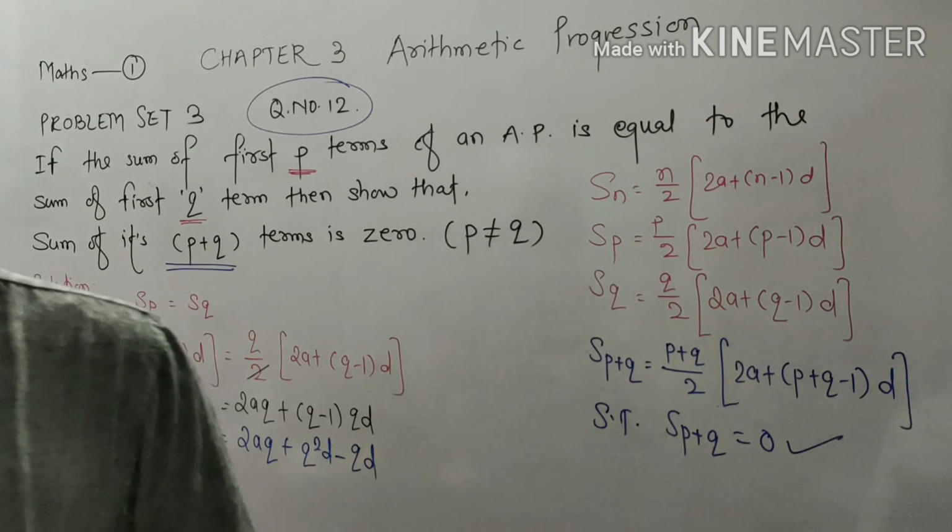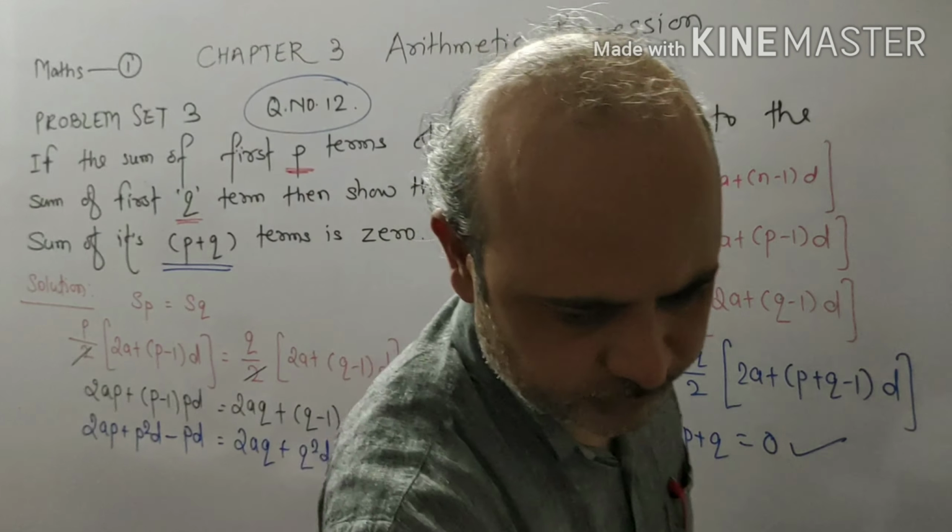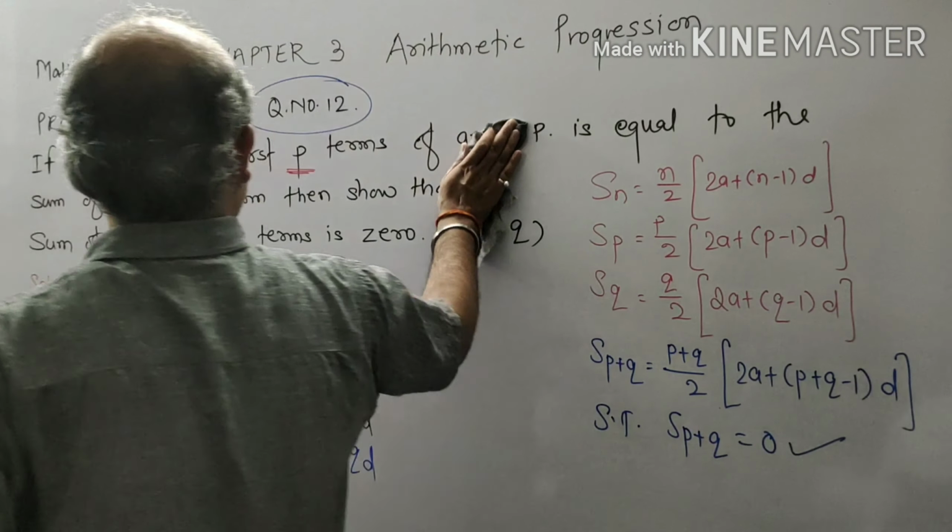Clear, student? So when you solve this, you will get 2ap plus p square d minus pd is equal to 2aq plus q square d minus qd. Okay, student?